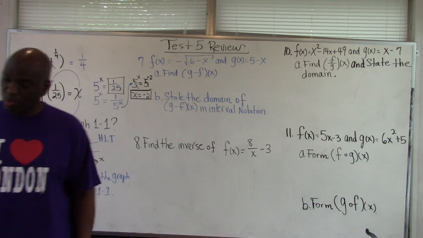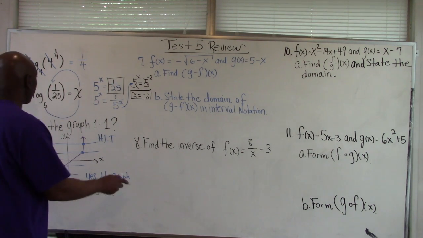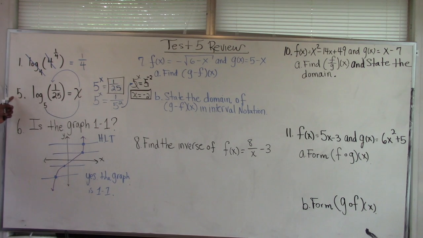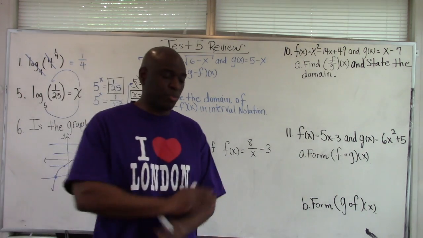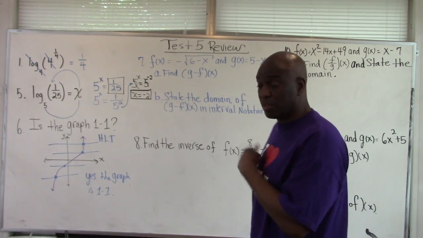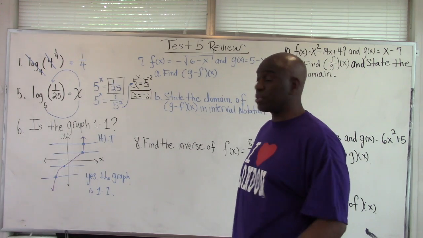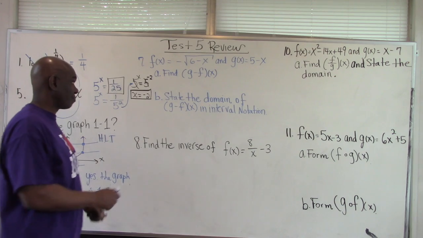Alright, now let's see what's happening over here with question number, and by the way, this is question number 1, number 5, number 6. Omit question number 2, question number 3, question number 4. Please omit them. If I do not cover them or go over them, then omit them. Okay? So now we're on question number 7.